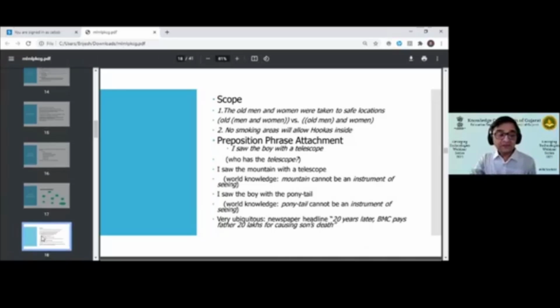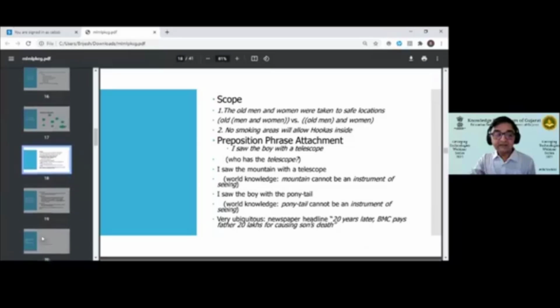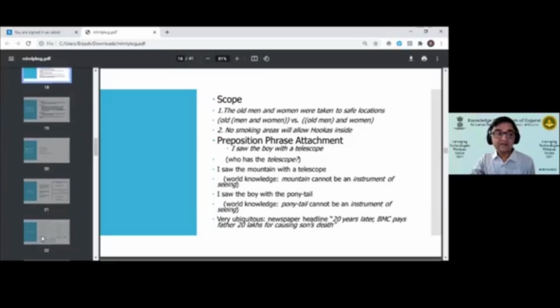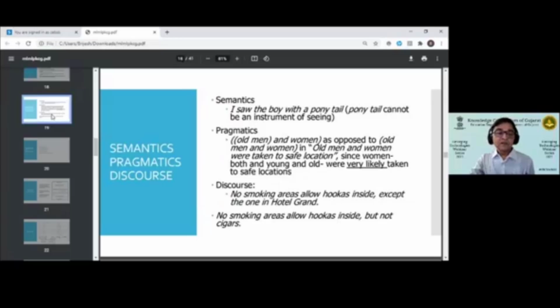So these are the examples to make you realize how difficult it can be to process text data. This was up to syntactic processing, and beyond that it is more complicated. As we have discussed through examples, these are the tasks of semantics, pragmatics, and discourse. We need to know about semantics. Like I said, "I saw the boy with a ponytail," then the ponytail cannot be an instrument of seeing. That is our semantics. We know what ponytail means, so we could say that a ponytail is not an instrument of seeing.